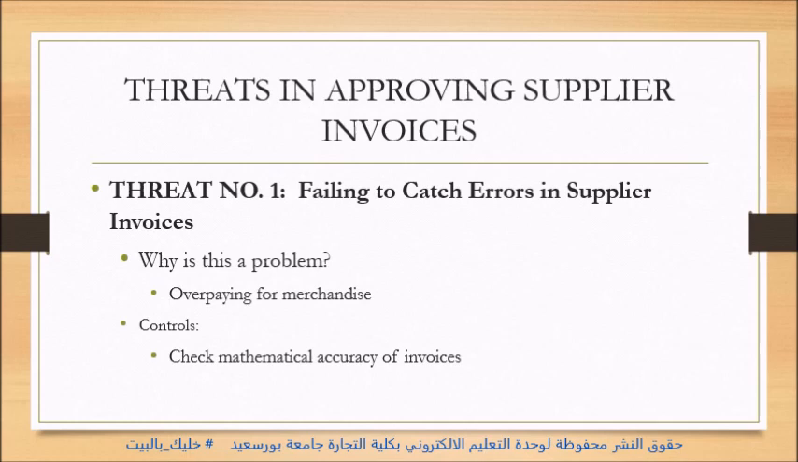So what are the threats or potential problems related to approving supplier invoices? The first threat is errors on the supplier invoice, such as a difference between the quoted and actual price charged or miscalculation of the total amount due. Consequently, the mathematical accuracy of the supplier invoice must be verified, and the prices and quantities listed therein compared with those indicated on the purchase order and receiving report.